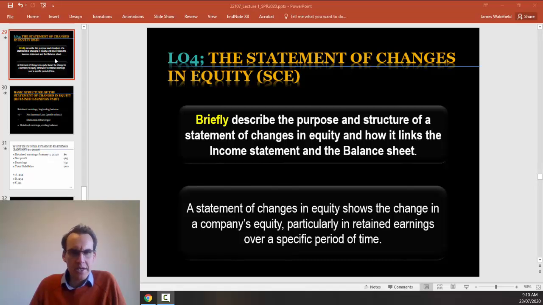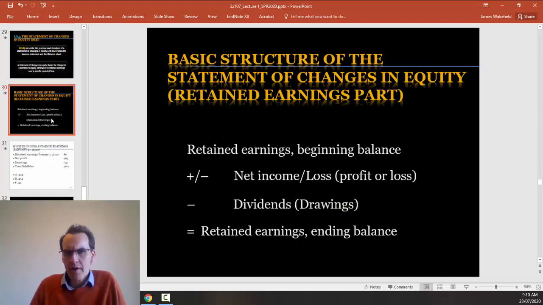Let's now have a look at Learning Objective 4, where we look at the Statement of Changes in Equity. So we're going to look at the purpose of the Statement of Changes in Equity and how it links the income statement and balance sheet together. Okay, we're going to concentrate on the retained earnings part of the Statement of Changes in Equity.